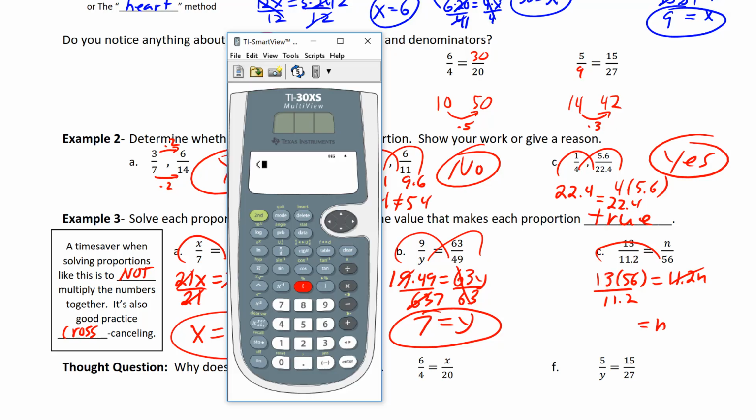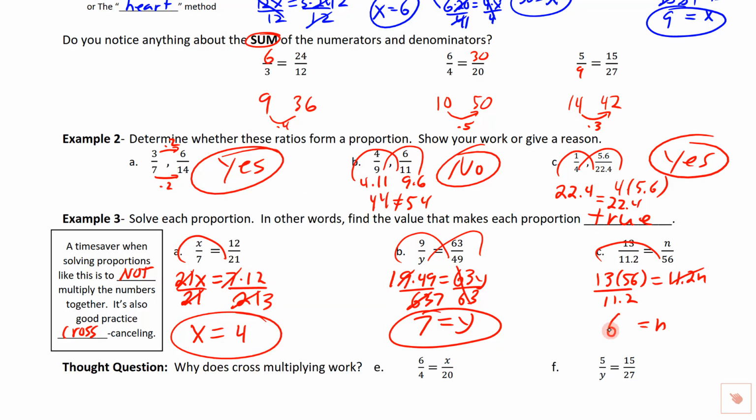We want to do all of this. So I'm going to do the entire top. This is good practice here. I'm going to do 13 times 56. That's going to take the entire top, put it in parentheses. That's going to make sure that the calculator figures out what the top is and then divides it by whatever the bottom is. The bottom is 11.2. So we hit 11.2, we hit enter, and we end up with 65. So we've got a 4, we've got a 7, and we've got a 65 on this.